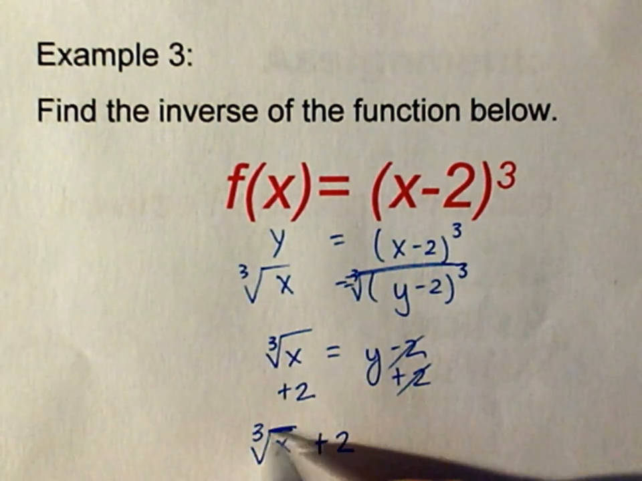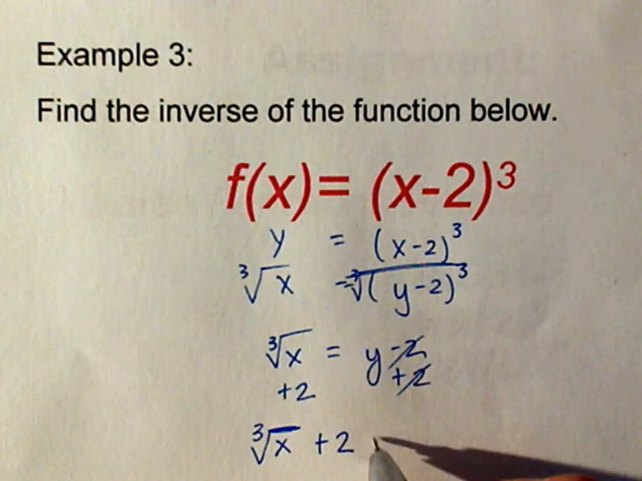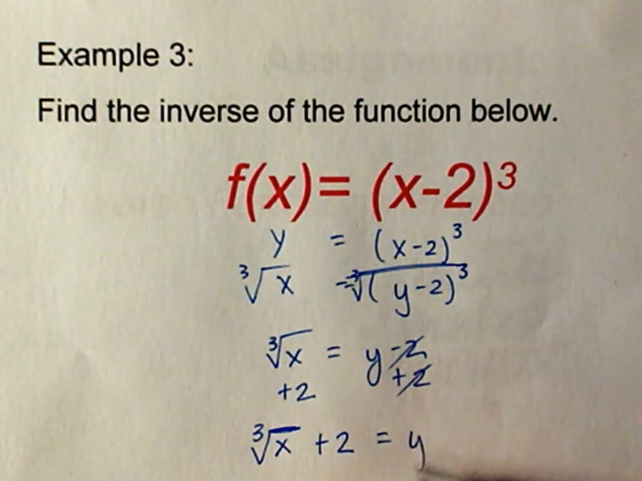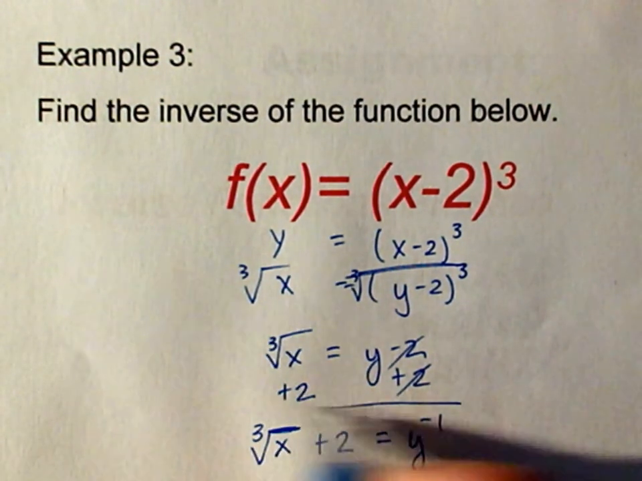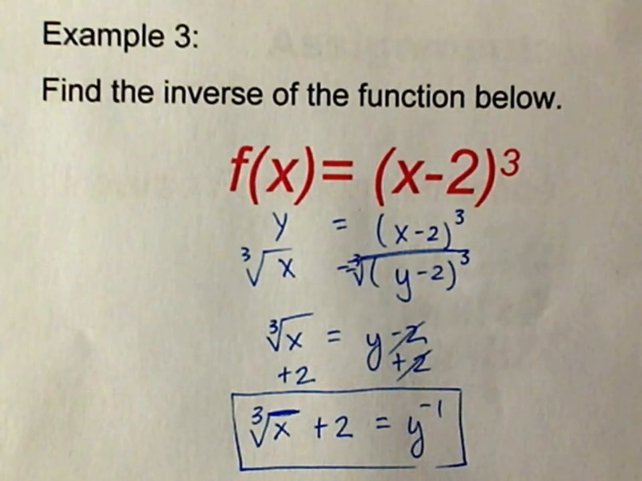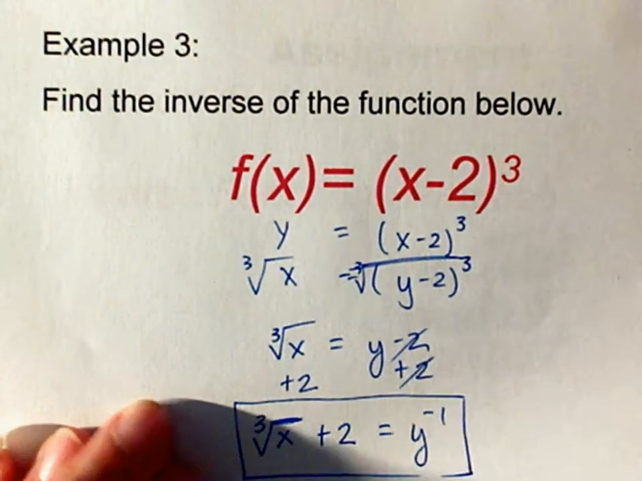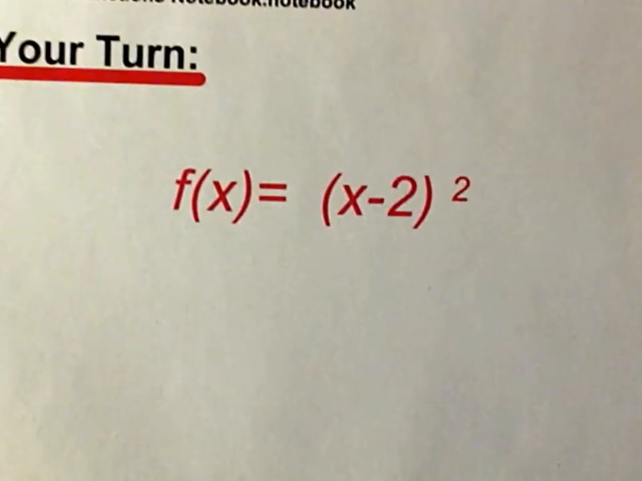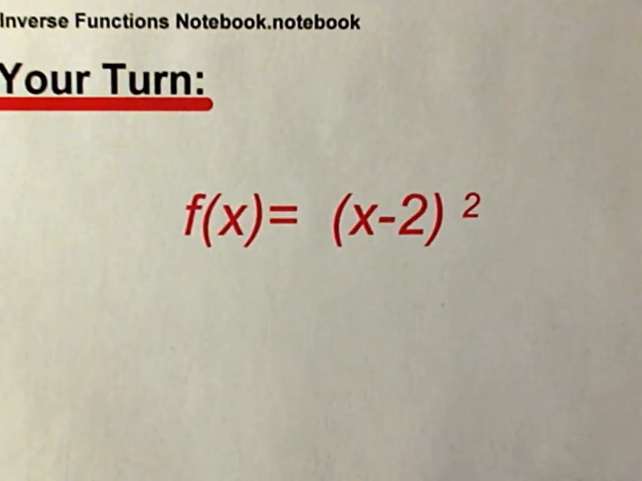Add 2, cancel. So you have a cube root of x plus 2. Notice my plus 2 is outside that line because only the x is under there because I took care of that first. Equals y, carry your negative 1. Okay. You guys try the next one. Pause. Okay.